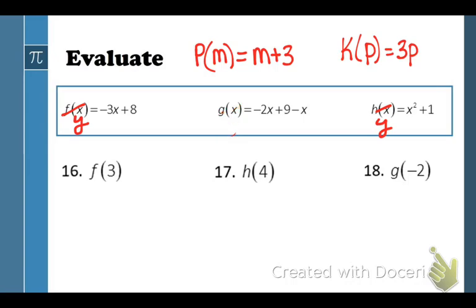So, when evaluating functions, this means, in function f, that's the function we're playing with, so we're playing with Fred, and instead of writing the variable x, I'm going to write the number 3. That's what that's saying. You did a problem just like this on your warm-up today, but your problem was written more like this. Y equals negative 3x plus 8, and I said evaluate when x equals 3.